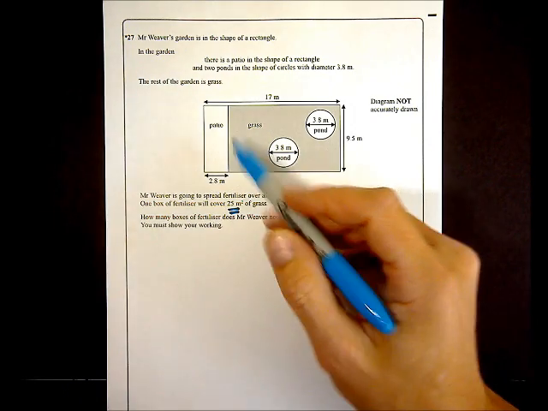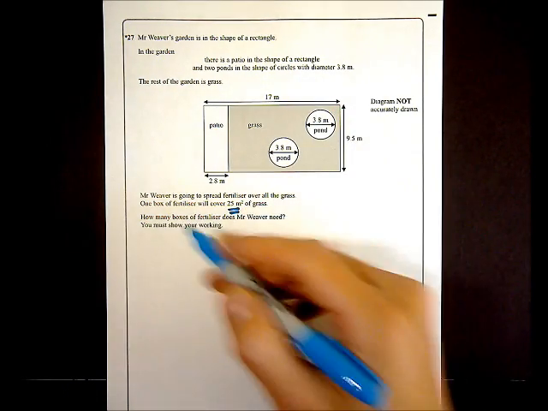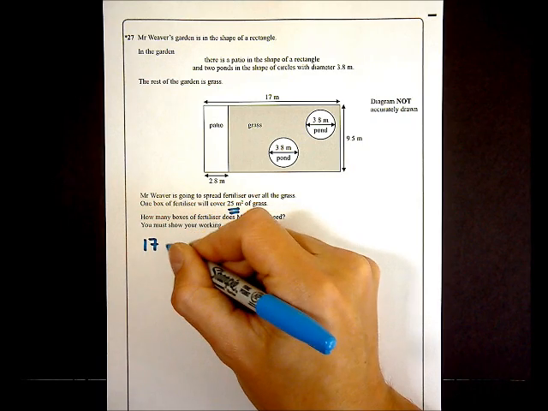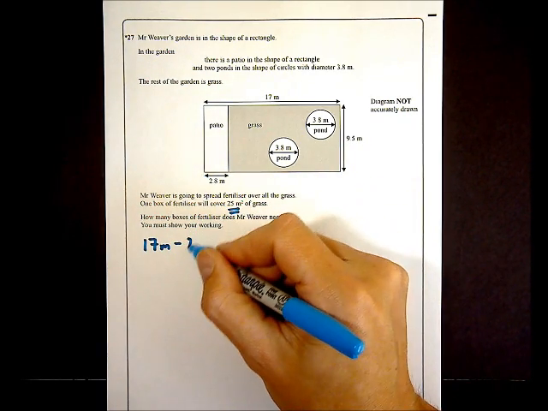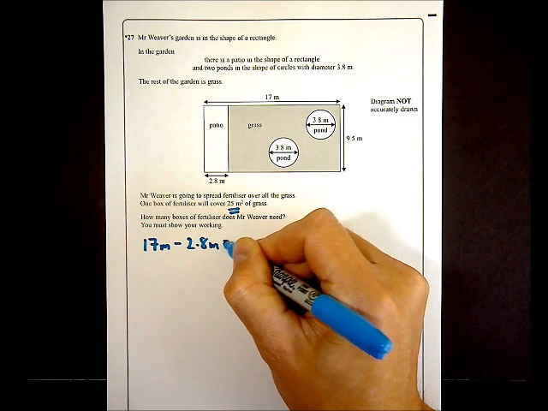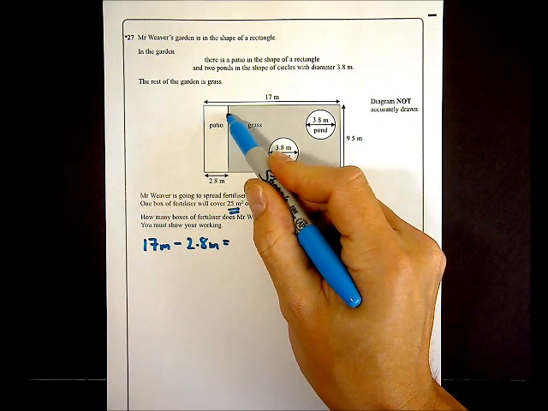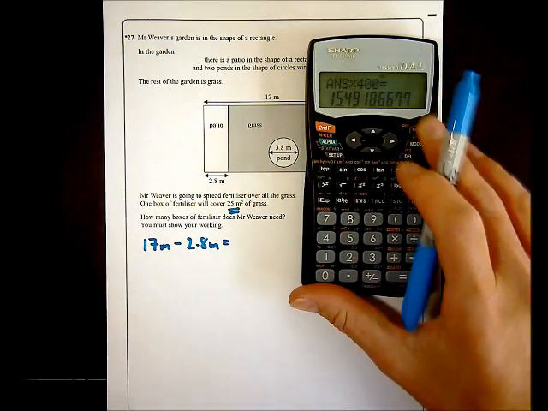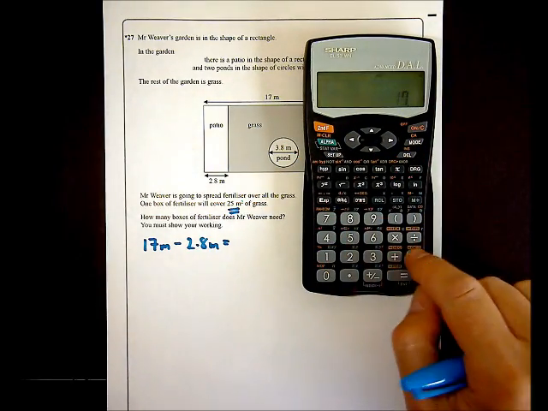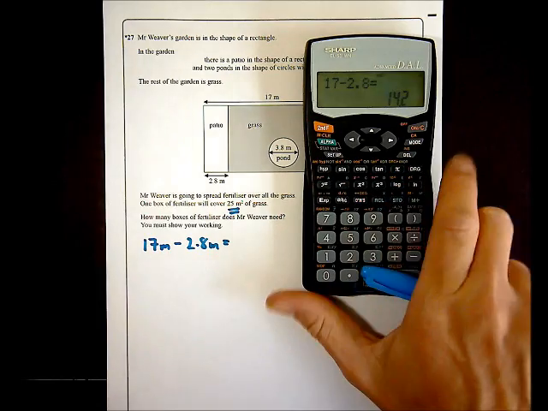So I can see that the distance from the left to the right is 17 metres, and the distance of the patio going across is 2.8 metres. So if I subtract one from the other, I'm going to find out the distance from the grass on the left hand side to the grass on the right hand side. So I'm going to do on my calculator 17, take away 2.8, and I'm going to get 14.2 metres.